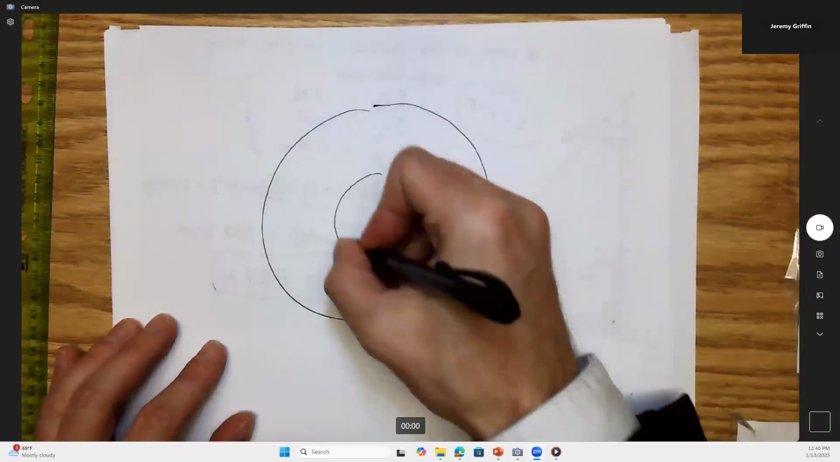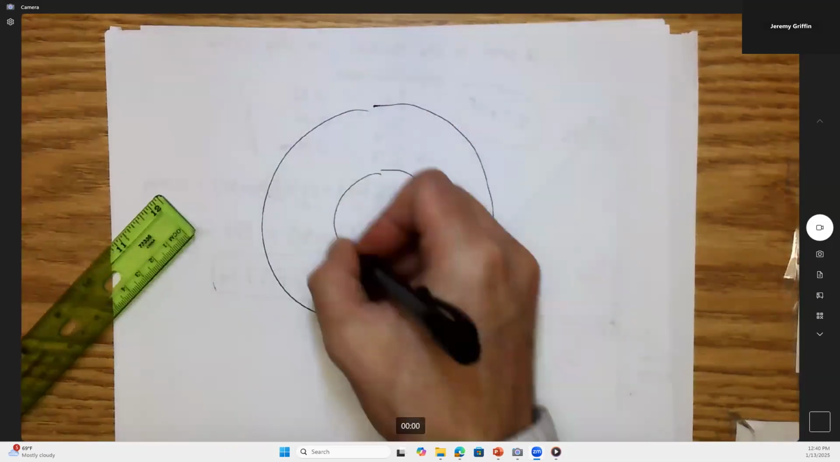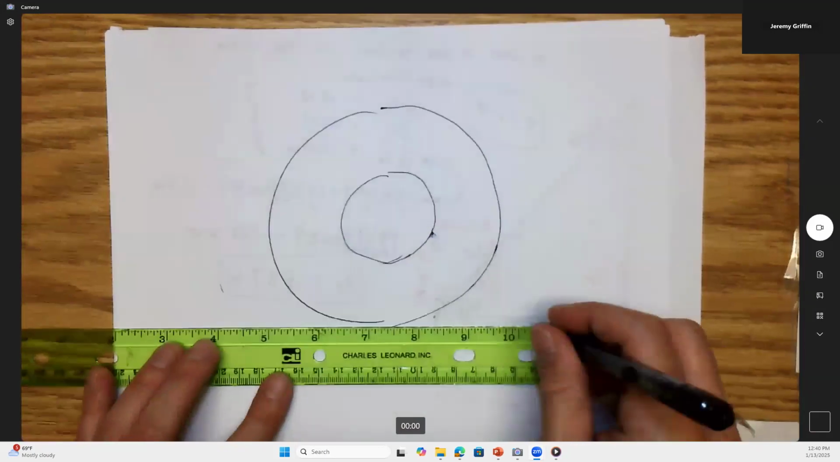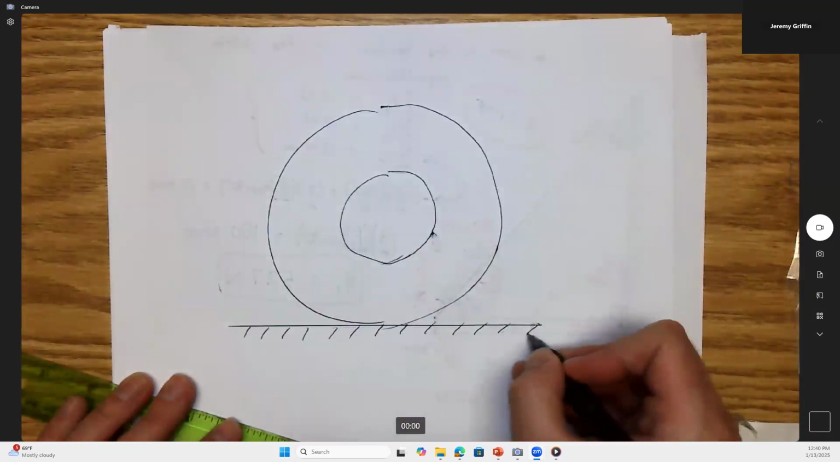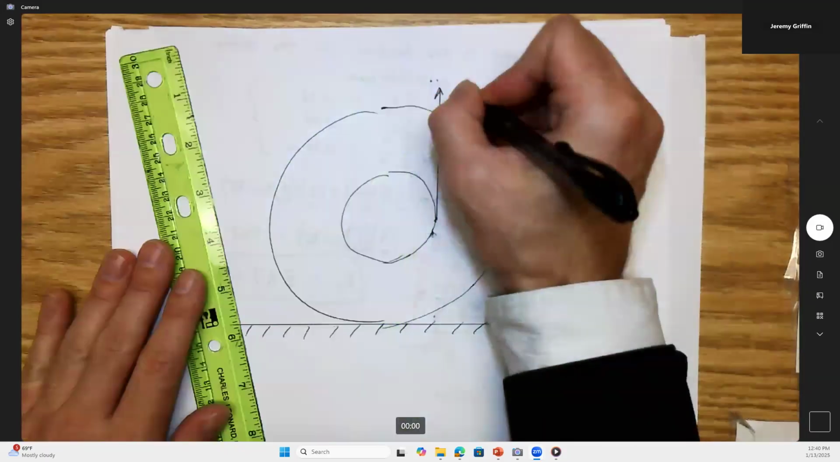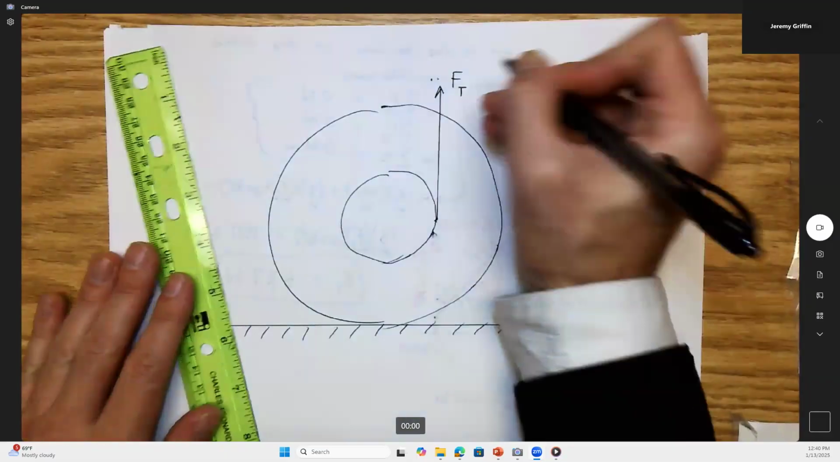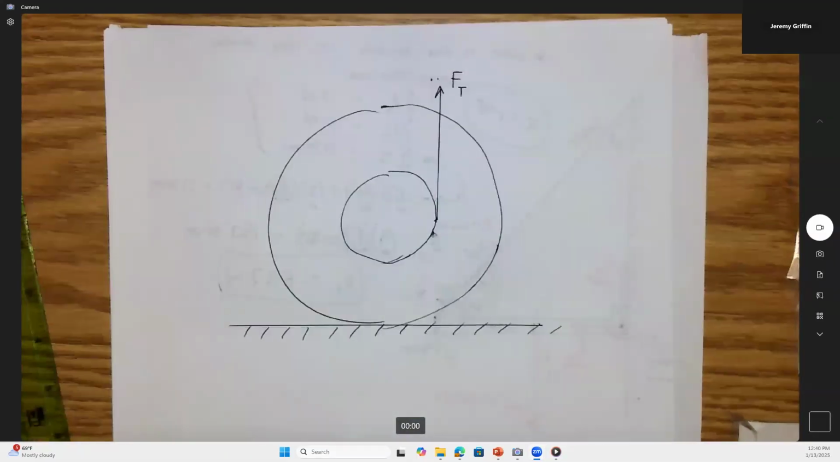Got the spool. It's got this inside circle. The string is wrapped around, zip, zip, zip, zip. And this is on a table surface that might be about to be important, so I'm going to draw that in. First thing I did was just pull straight up. I call this FT for tension force. And it did rotate counterclockwise off to the left, just like you guys said it would.